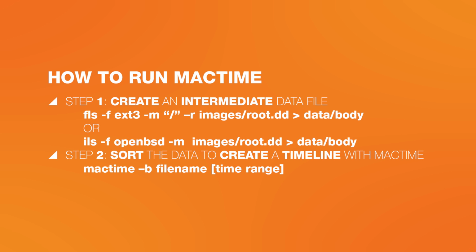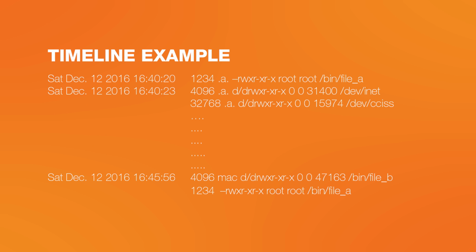If you are only interested in a certain time range of timelines, mactime will only display the files with MAC timelines in the specified time range. A timeline produced by mactime looks like this. Mactime sorts files based on date and time.